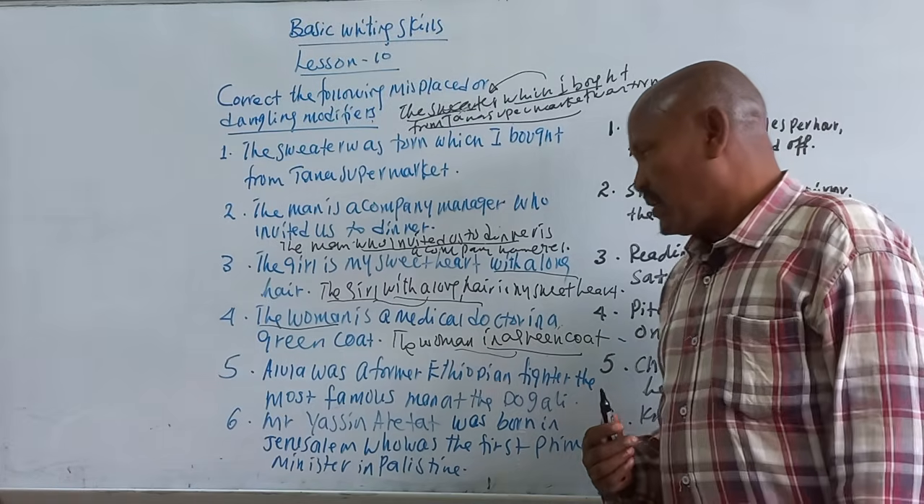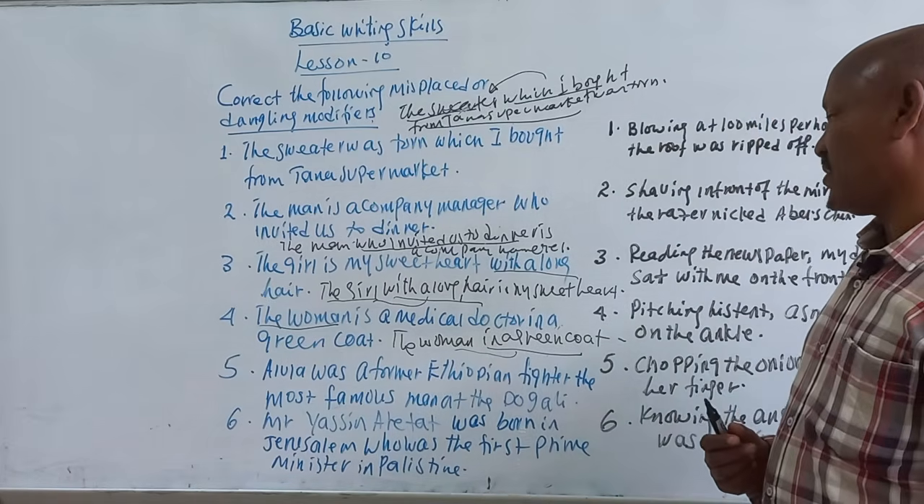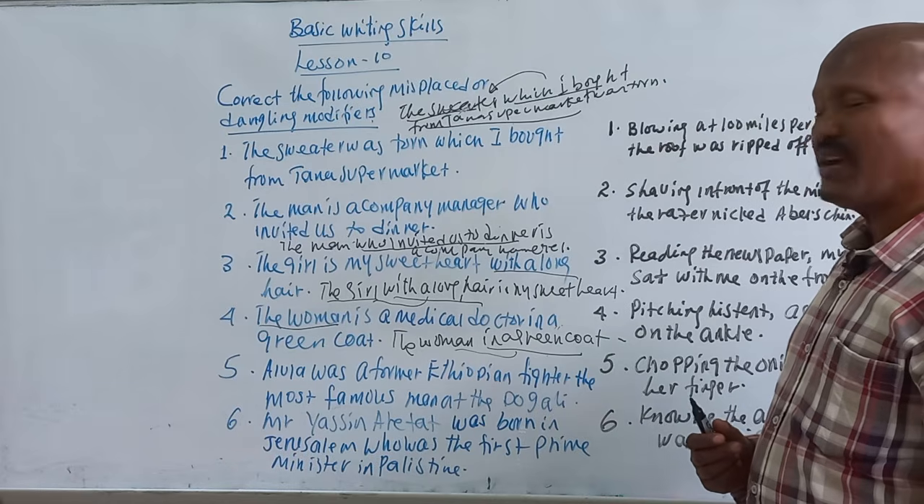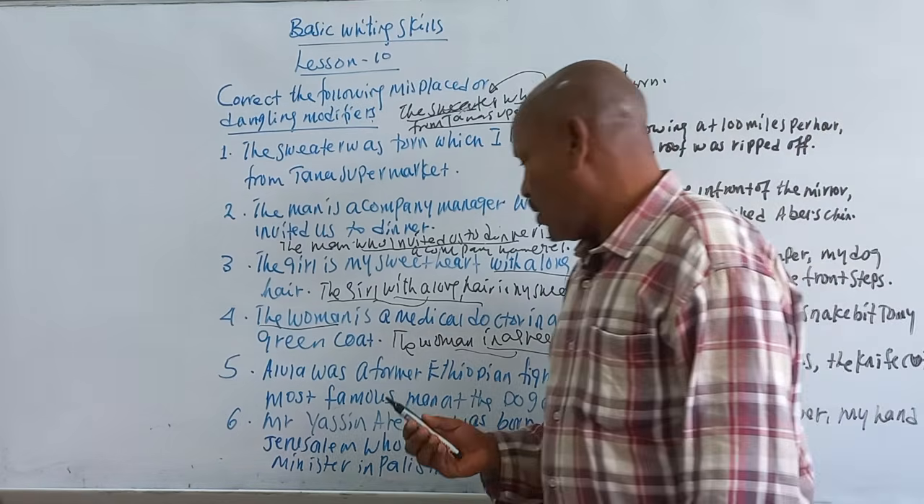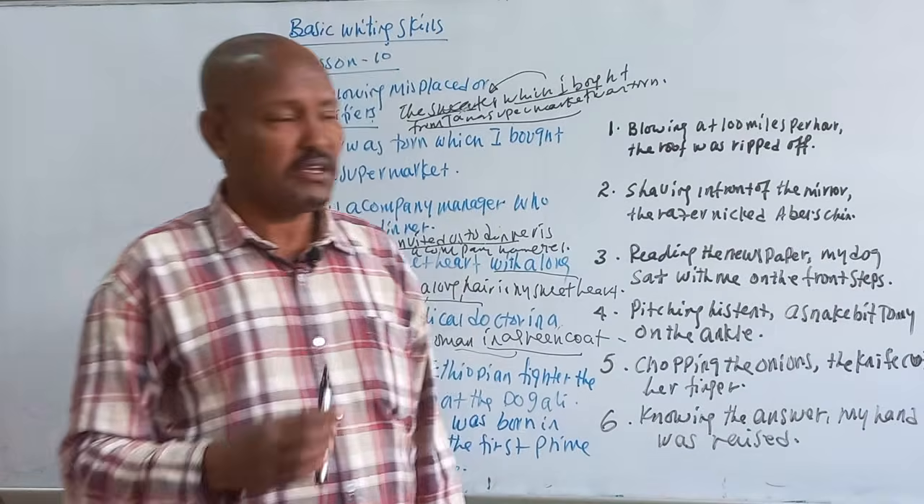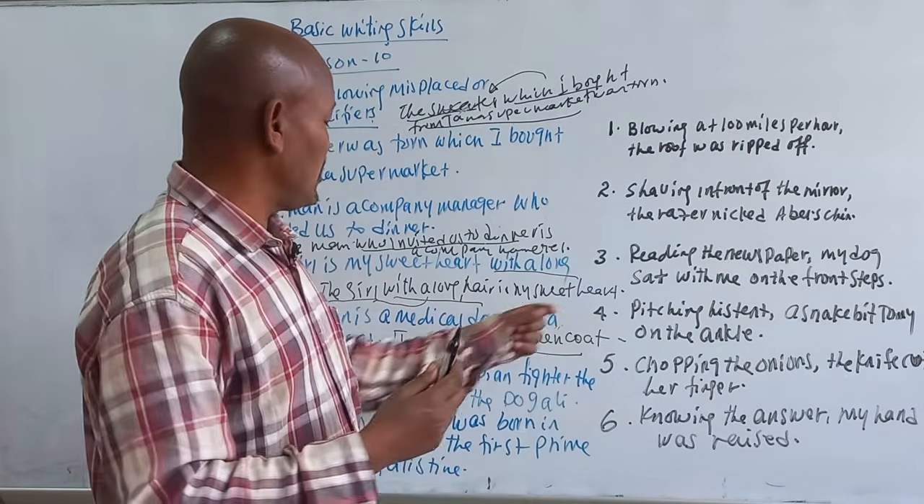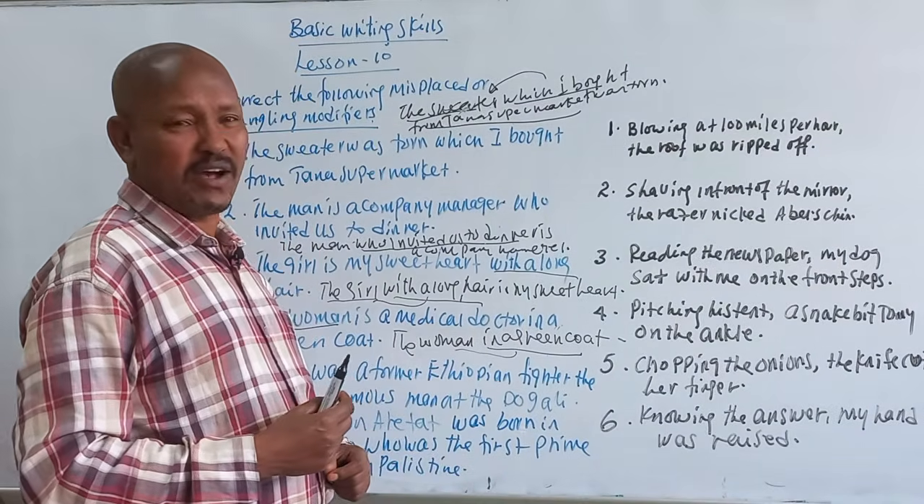Fine. Allah was a former Ethiopian fighter, the most famous man at the Dogali. Yeah, Allah was a former Ethiopian fighter. See, I'm talking about Allah, a great Ethiopian fighter.